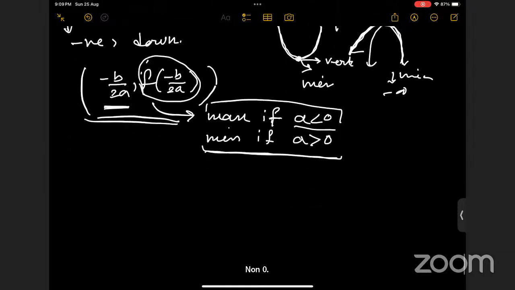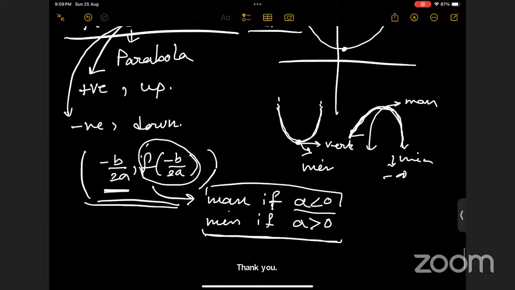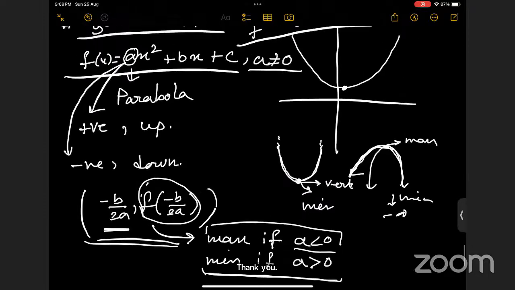Ma'am, the second week was section formula and all that. Straight line, coordinate system, area of triangle.